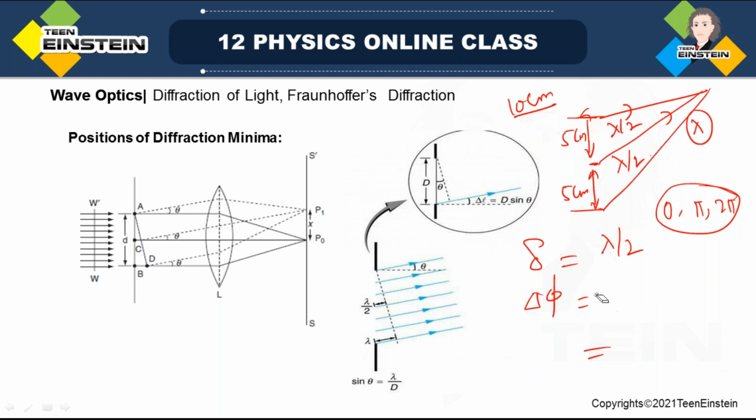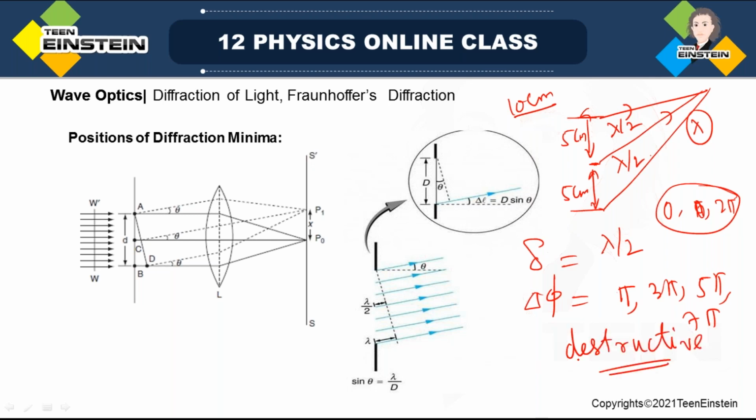Actually, this has to be even pi: 0, 2 pi, 4 pi will give you constructive interference. When you have odd pi's, pi, 3 pi, 5 pi, 7 pi, then you get destructive interference. I hope you are understanding from the concept of interference. So the destructive interference will happen here.